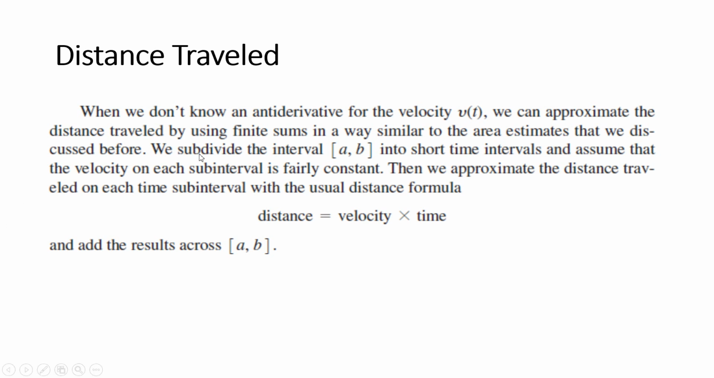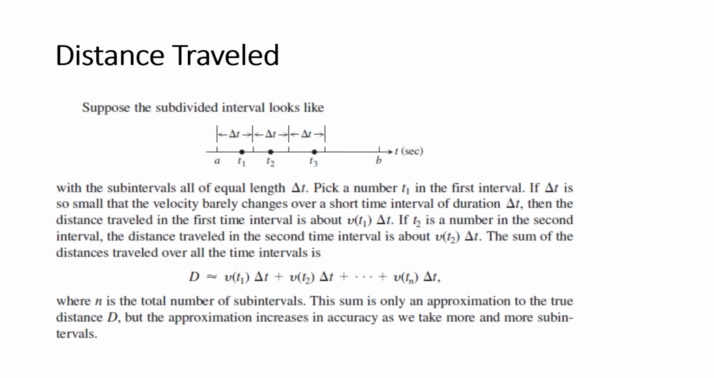When we don't know an antiderivative for the velocity, we can approximate the distance traveled by using finite sums, in a way similar to the area estimation that we discussed before. So we subdivide the interval into short time intervals and assume that the velocity on each subinterval is fairly constant, and then we approximate the distance traveled on each time interval with the usual distance formula, distance equals velocity multiplied by time, and then add all the results in the interval [a, b] in order to approximate the distance traveled.